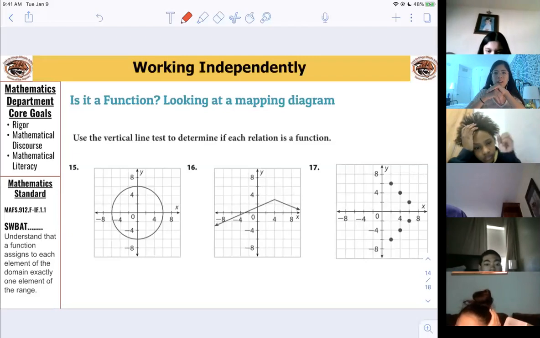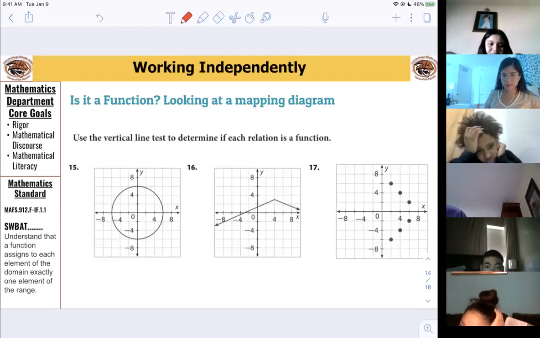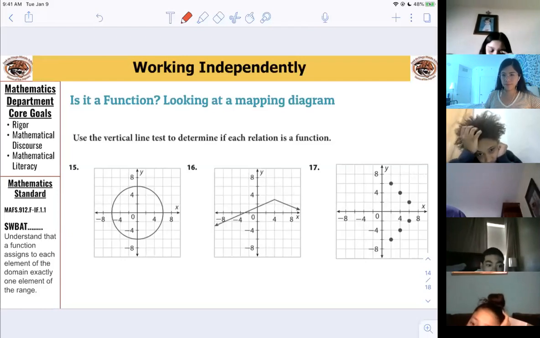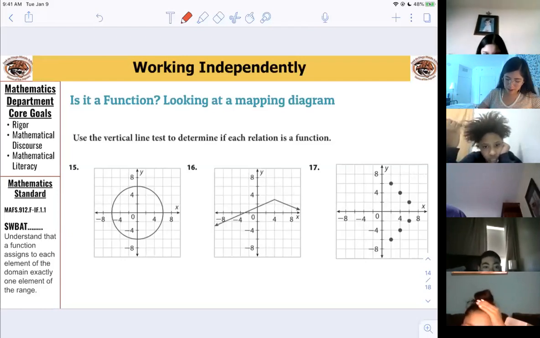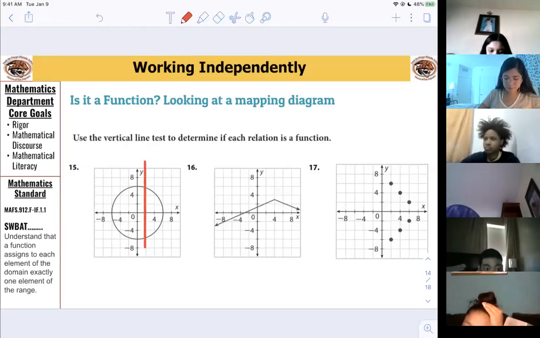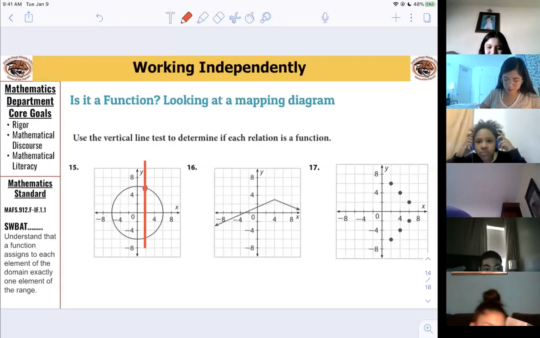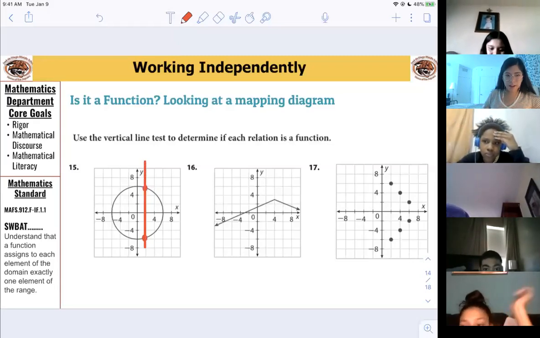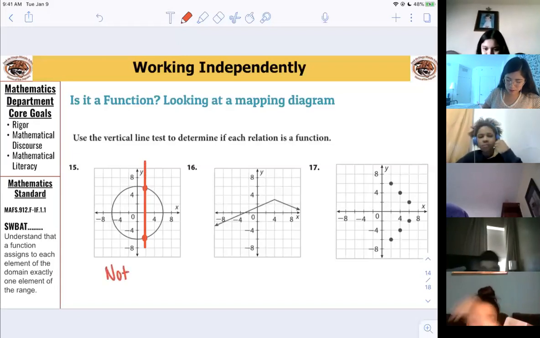All right. So with number 15, who would like to tell me yes or no? No, it isn't a function. Good, it is not, because anywhere on the circle, if I draw a line, what's going to happen? They're going to be on top of each other. It's overlapping twice. Right here, those two dots, those are on top of each other, so this is not a function.